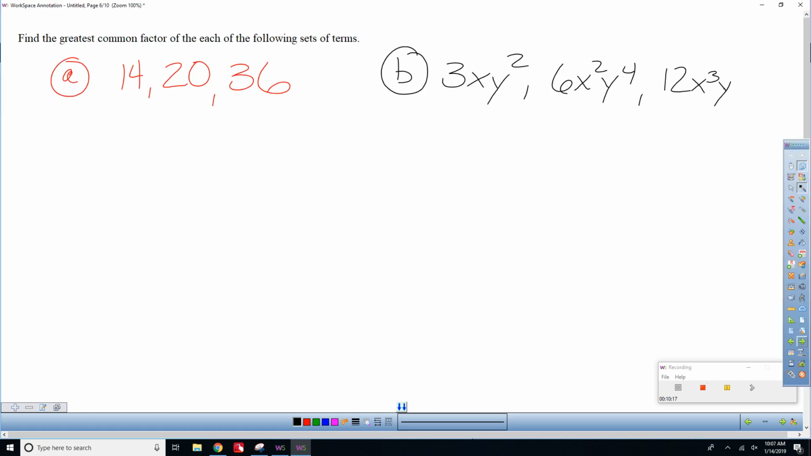Okay, find the greatest common factors. They all contain a 2. This one is not divisible by 5. That one's not divisible by 7. Okay. This one all contains a 3. They all contain an x. And they all contain a y.